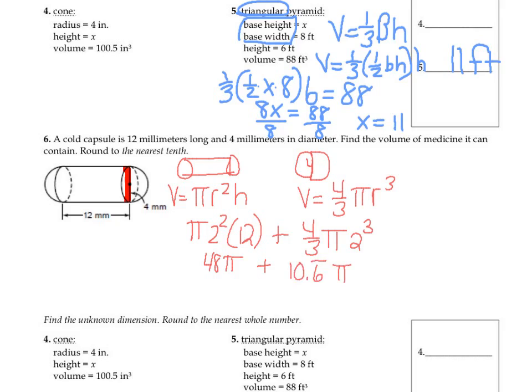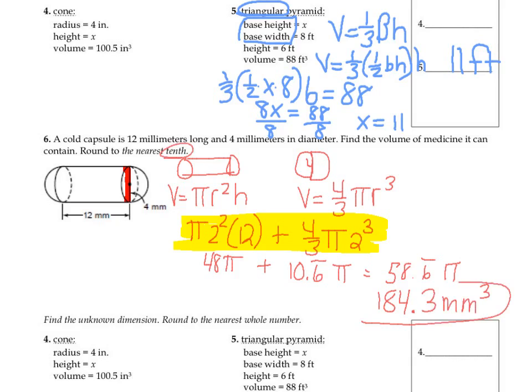Okay. Then I'm going to add to that my 48 pi, which is going to give me 58.6 repeating pi. And then I'm just going to multiply it by pi. Again, if you have your scientific calculator with you, that makes all of this much easier. You could just type in all of this into your calculator all at once. But doing the combining like terms, we should both get the same answer, that we have 184, and I'm rounding to the nearest tenths place, so that's 184.3, and we're finding volume, so that's millimeters cubed.